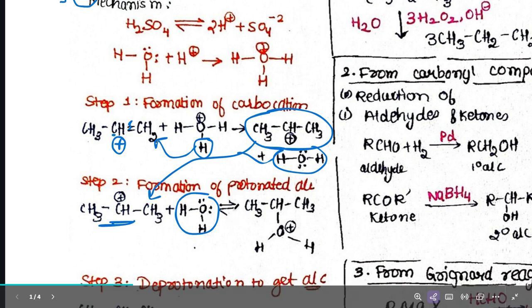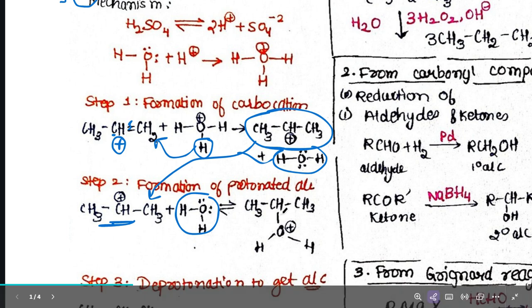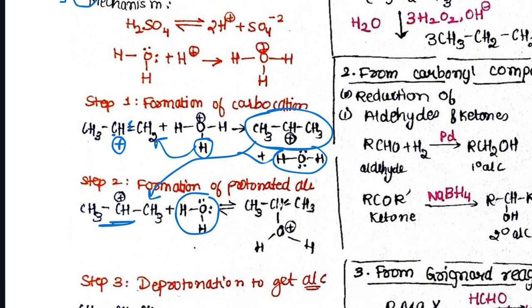Now what will happen? This is a reversible reaction taking place. Oxygen has a lone pair of electrons, so using this lone pair of electrons, it can form a bond with carbon. Carbon's valency is 4: one with H, one with this C, one with this C, and one with this O.